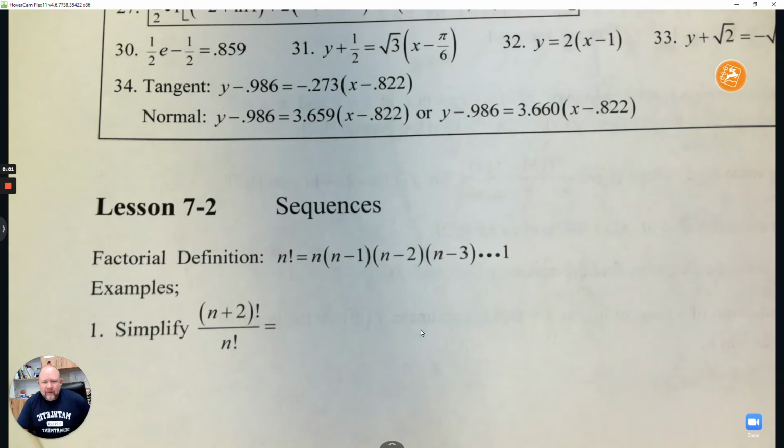All right, lesson 7.2 on sequences. We kind of did this when you were in compacted math or math 3, talking about sequences and series, a set of ordered numbers. Now we're going to have a calculus connection to this.